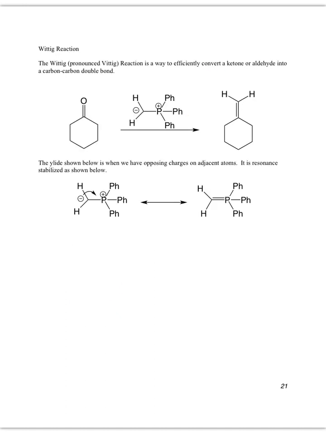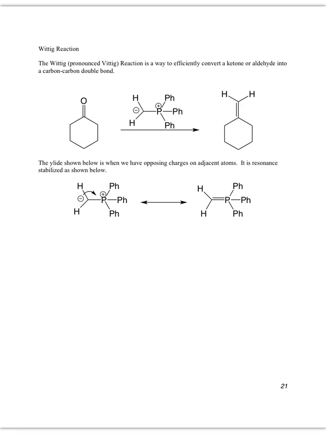The Wittig reagent is shown here. The ylide is resonance stabilized. We can have the negative on the carbon, or we can send it down to form a double bond between the carbon and the phosphorus. In which way you draw it in the mechanism, it doesn't matter.